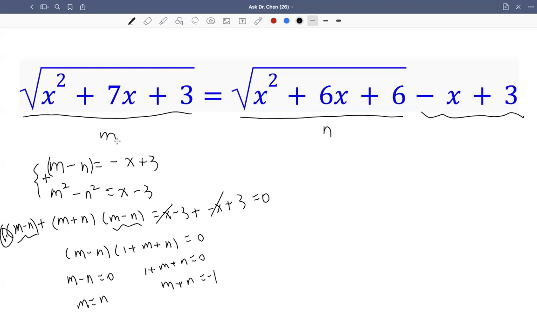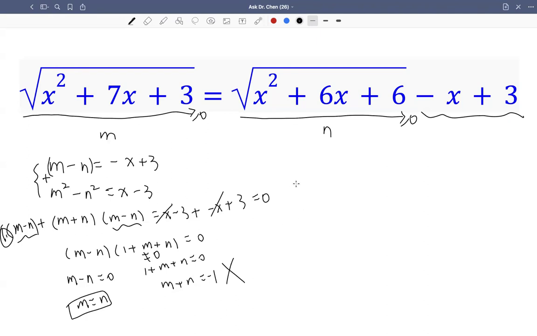Can m plus n equal -1? No, because we're in a real number world. We don't talk about the complex numbers yet. So that means m is non-negative, n is non-negative. They cannot add up to be -1. So reject this one. So that means this factor will never be 0 in the real number world. So we only have this, m equals n.